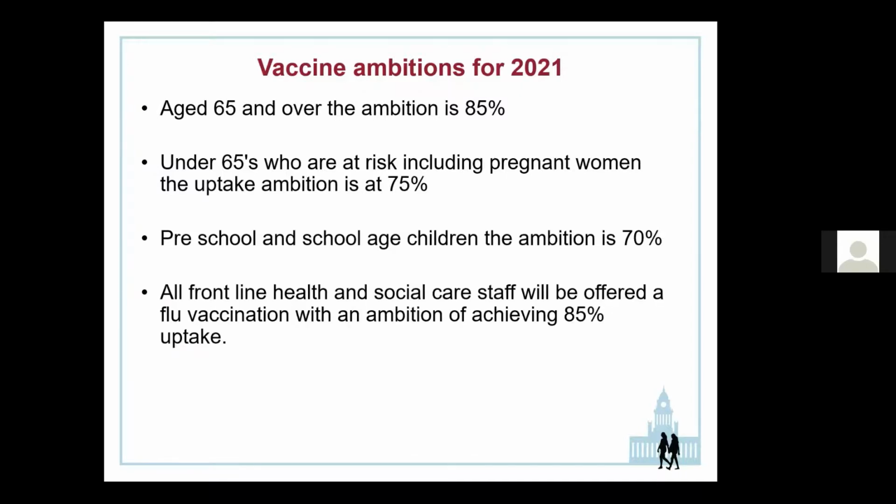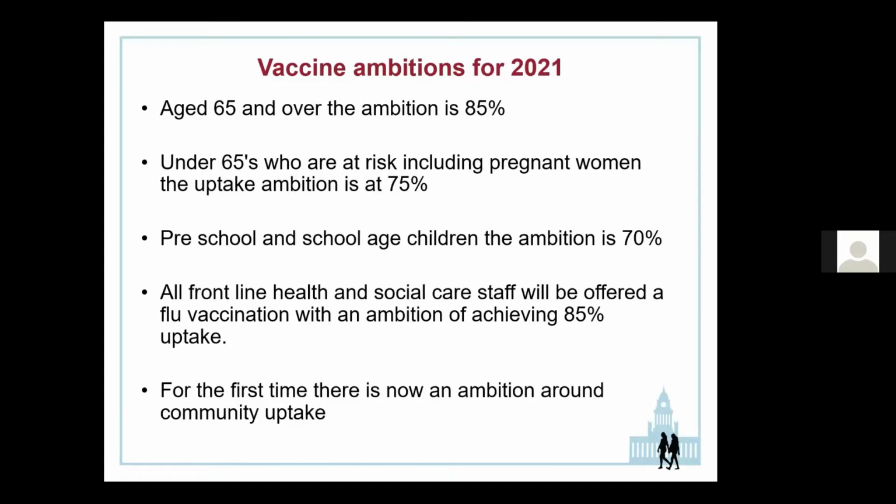It is also worth noting that all frontline health and social care staff will be offered a flu vaccination, with an ambition of achieving 85% uptake. This includes staff working in NHS healthcare, social care workers, and independent contractors such as dentists and community pharmacists. It includes housing support workers, personal assistants, and anyone who delivers direct personal care.